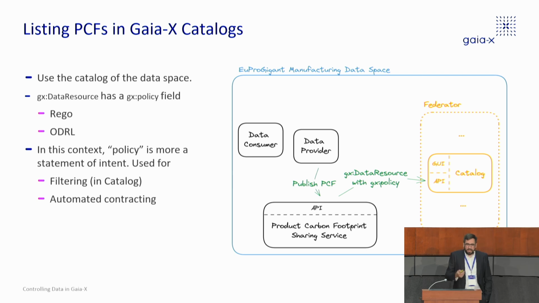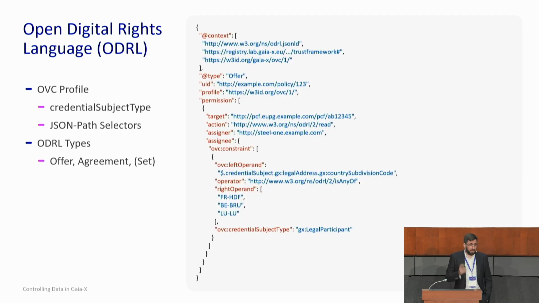I was also thinking of this policy field, it's better to think of it that the policy is more of a statement of intent. And then it is used for filtering in the catalog or for contracting. So once we have this data resource there, the data consumer can search for it in the catalog, and then if he gets a link back, he can go to our service and read the PCF.